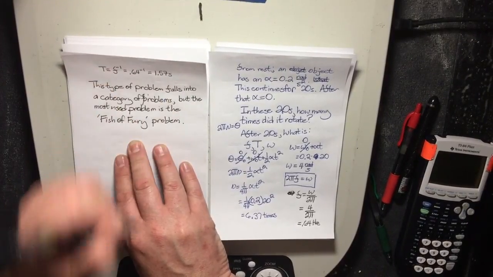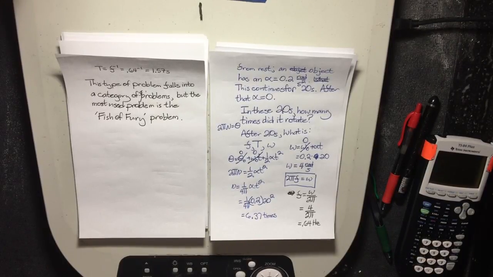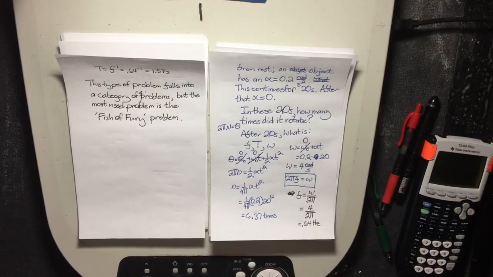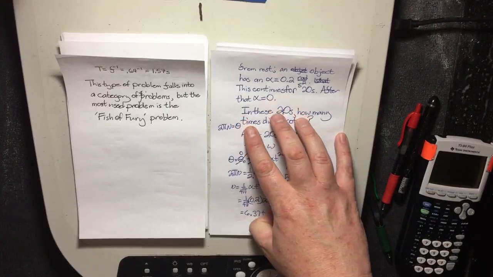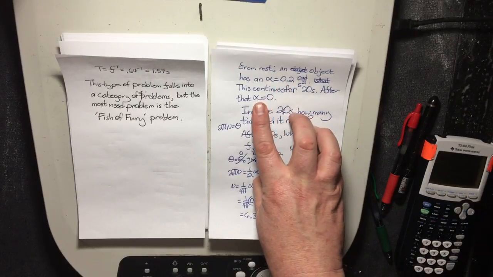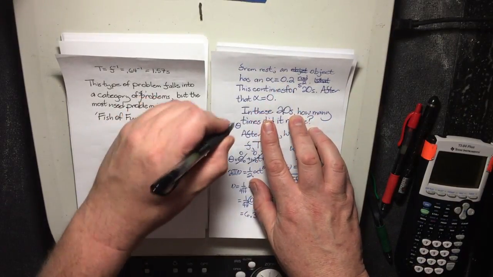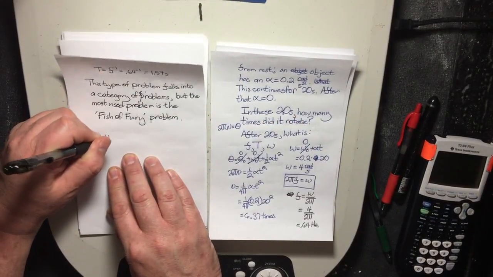The Fisher-Fury problem was originally designed for a Physics 213 test about 5 years ago. I gave it to the class. The class promptly crashed down onto the floor crying, saying it was impossible. And I'm like, dude, it's not that bad. What the Fisher-Fury problem is, it's a lot like this. Now, this problem is a little bit different because it does have a region where alpha is non-zero and then it becomes zero.